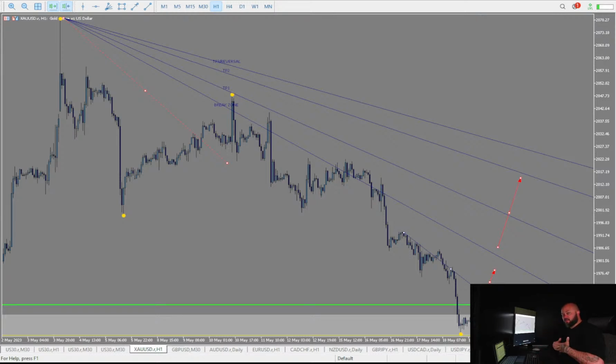Meaning you may see this abrupt move and then you see it come back down and it jumps back up and plays back and forth. So just know tomorrow at 11 o'clock a.m. Eastern Standard Time, there's going to be a lot of volatility in the market. So just be cautious of that.